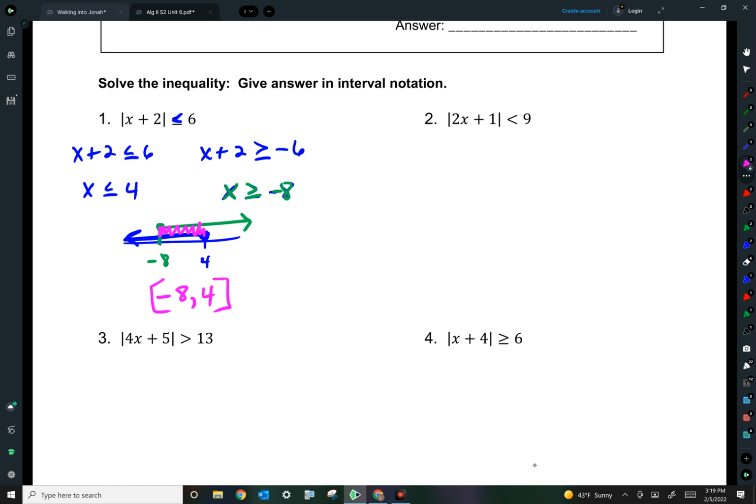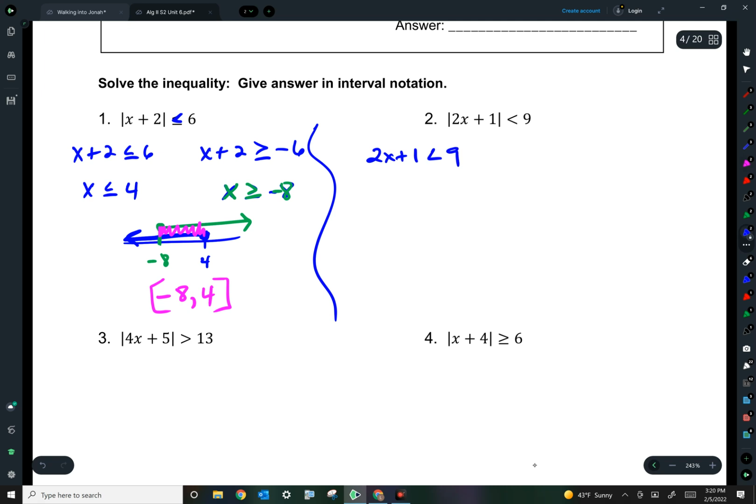Okay, let's try another one. This is a less than. So we write our two equations, just like we talked about before. The stuff underneath, 2x plus 1 is less than 9. Second equation, stuff underneath, 2x plus 1, flip your inequality, so greater than negative 9. So there's my two equations. So let's solve each one.